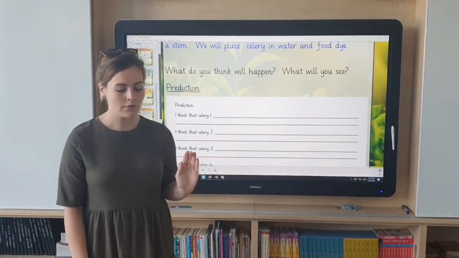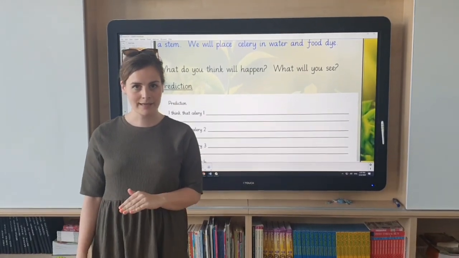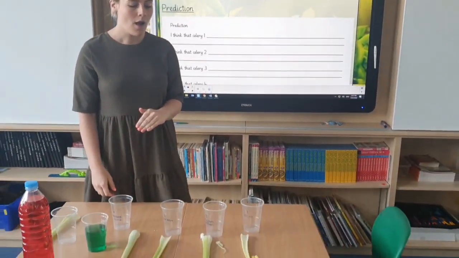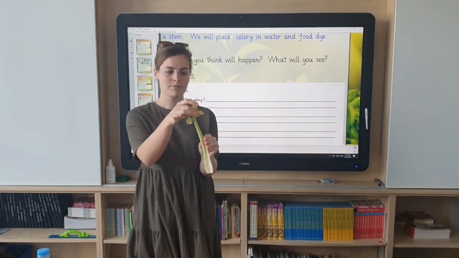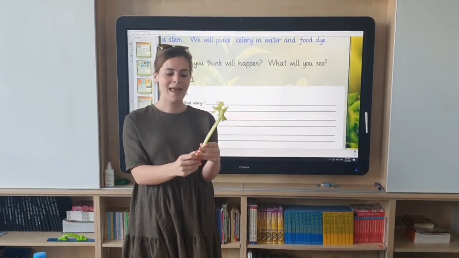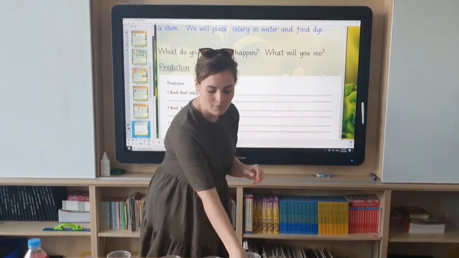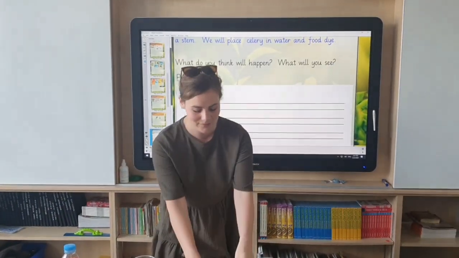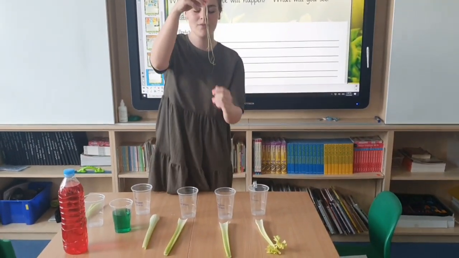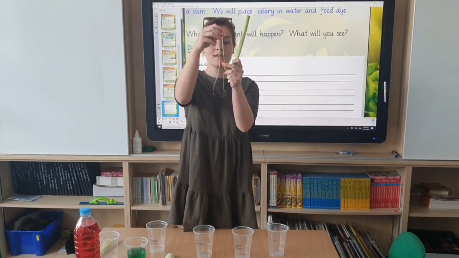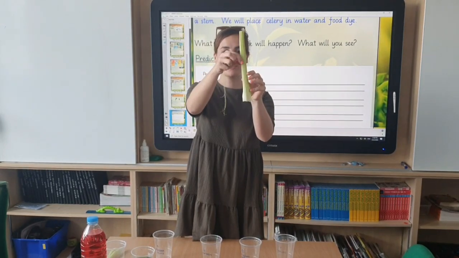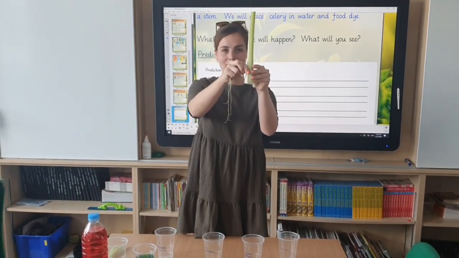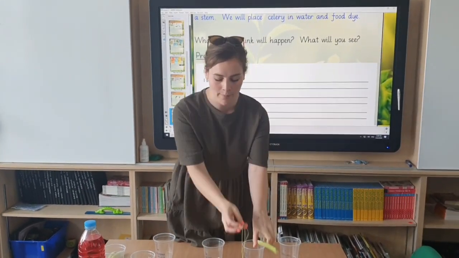I have got four pieces of celery in front of me. My first piece of celery has got some leaves on it. Okay, and I haven't done anything else to the stem. My second piece of celery, I have removed the veins, which contain the xylem and the phloem. And I have just got the fleshy stem left, and we'll see what happens with that one.